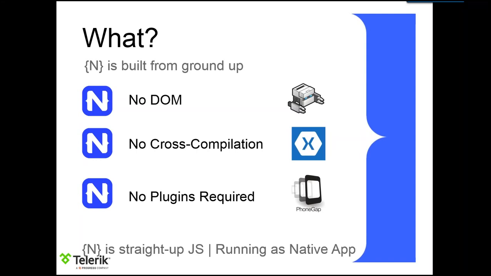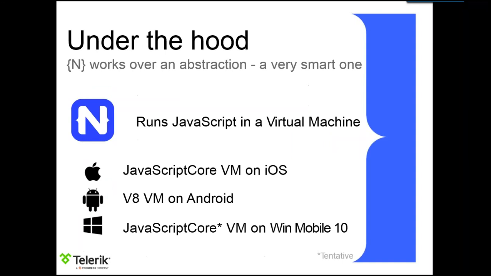NativeScript is straight up JavaScript, and it runs as a native app. It is a native app, and since it's a native app, we allow you to access all the native APIs that are available on the device. Basically the platform: if it is Android, we give you the whole Android API in JavaScript. If it is iOS, we give you the whole iOS APIs in JavaScript. So as I said, NativeScript is straight up JavaScript running as a native app.